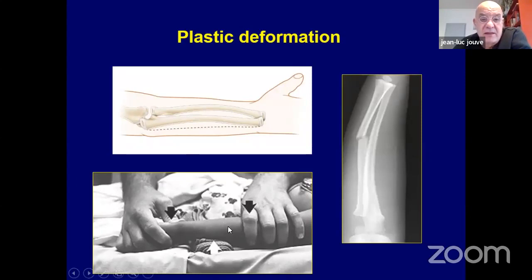In case of plastic deformation, the reduction must be done very carefully, and you must sometimes break the bone to be sure that there is no recurrence.